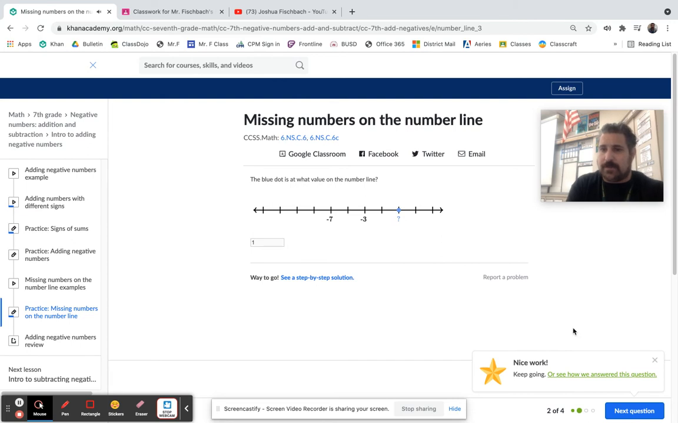So the key is to first find the value of the interval, like what are you counting by, what is each distance worth, and then apply it appropriately. If you go to the right, you're increasing by that distance. If you go to the left, you're decreasing by that distance.